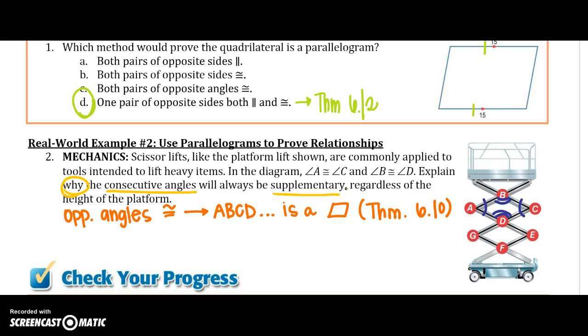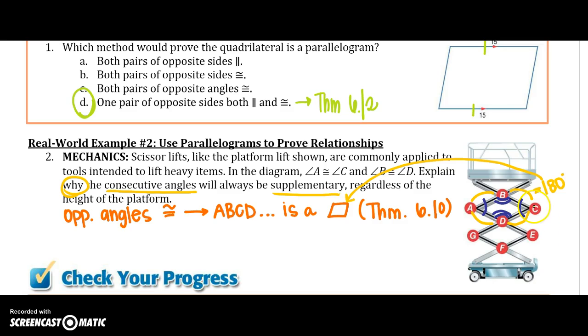Well, we know that the interior angles A and B, or B and C, D and C, or A and D, are always going to be supplementary because it's a parallelogram. So no matter the height, you raise that lift, it's always going to stay 360, and then all of the consecutive angles will equal 180 degrees.